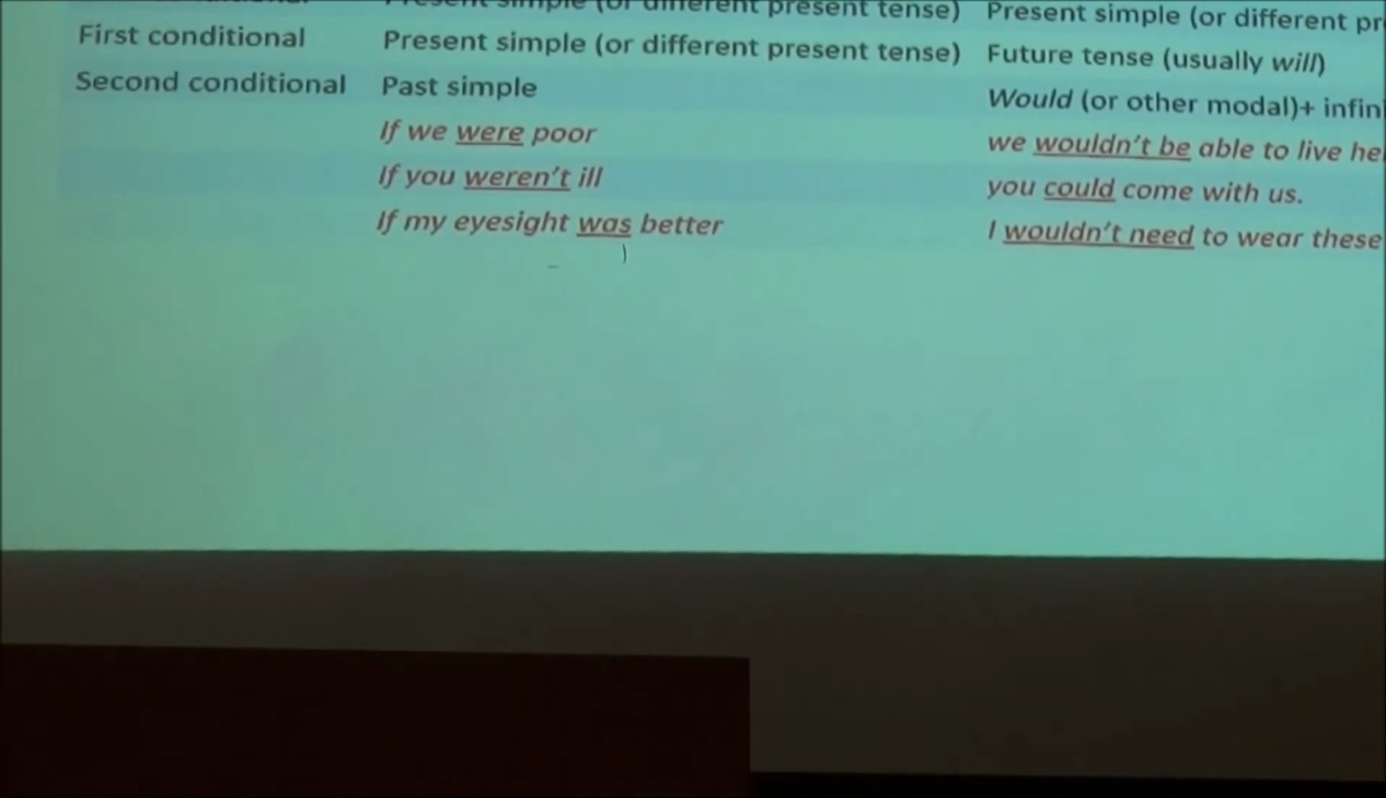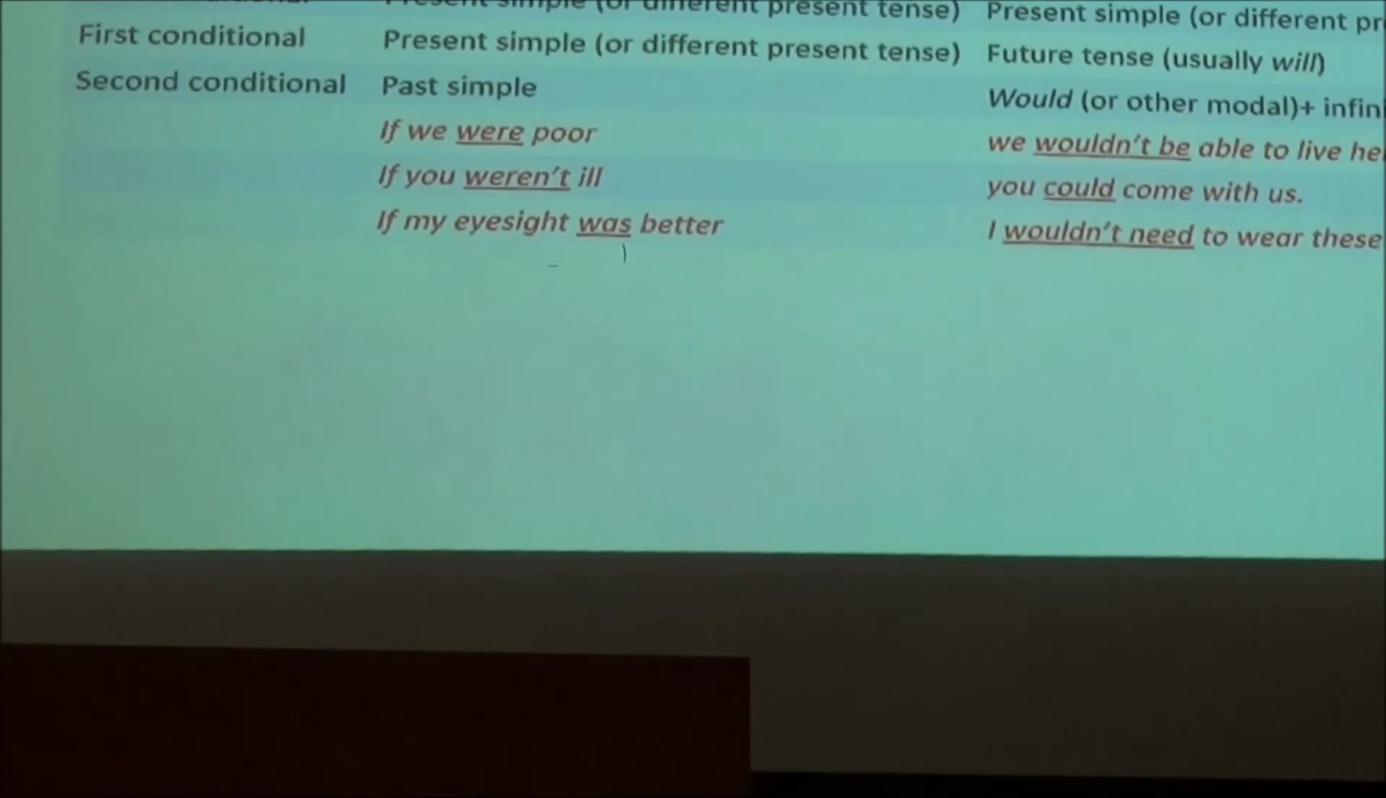Tim? Couldn't you rephrase the first sentence to say, if we were poor, we wouldn't be living here? Yes, you could. And then it would still be a second conditional, because you still use would. So would here is like the essential part. Wouldn't be living. It's still would plus infinitive.